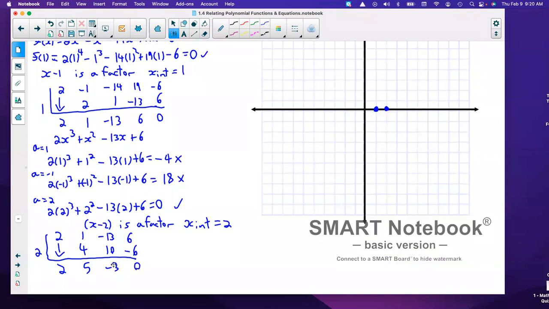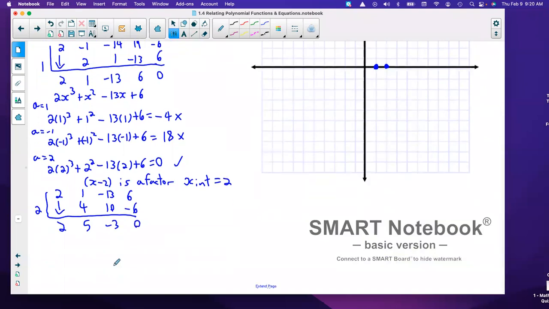So essentially, what we have remaining is 2x squared plus 5x minus 3. Now we'll do a modified product sum. So our product would be 2 times negative 3, so negative 6, with a sum of 5.